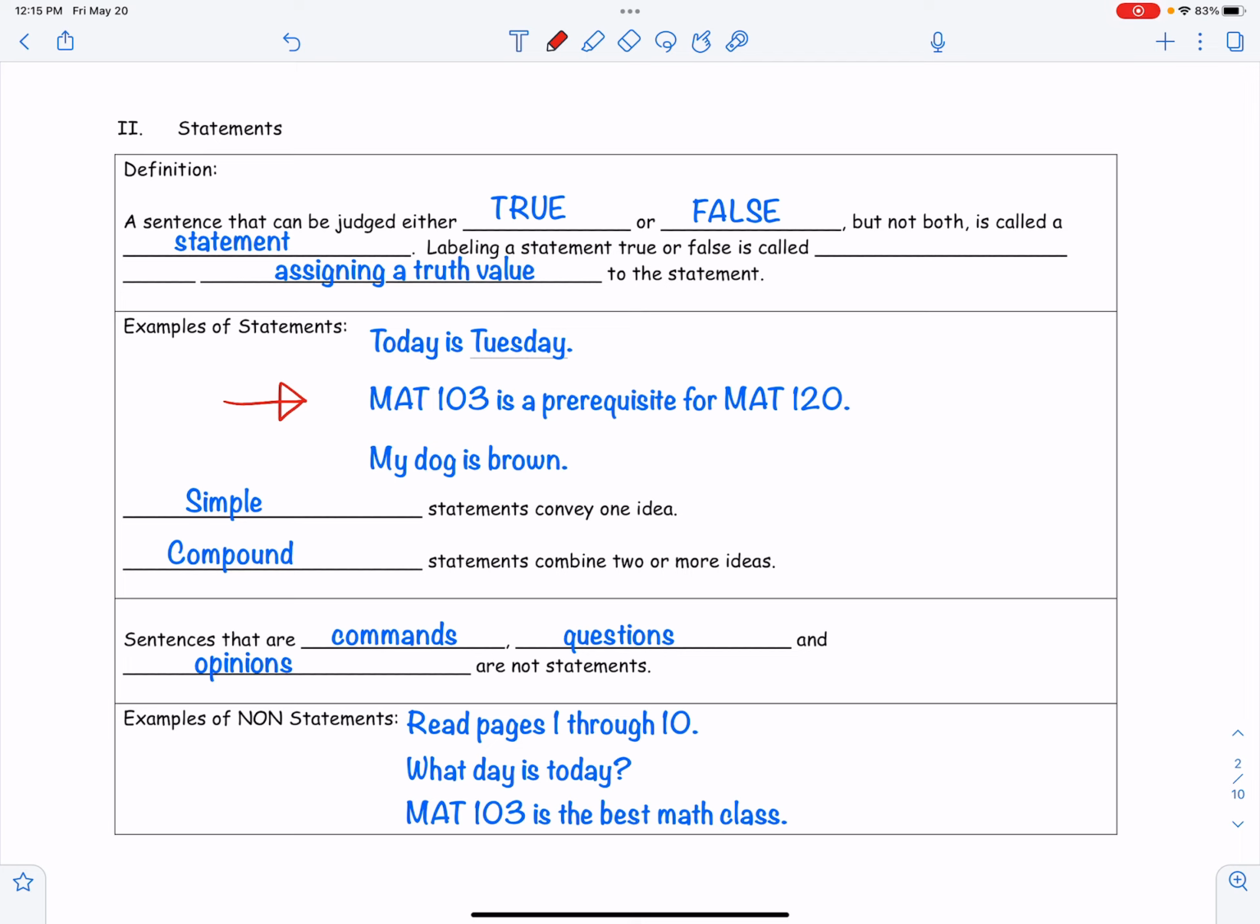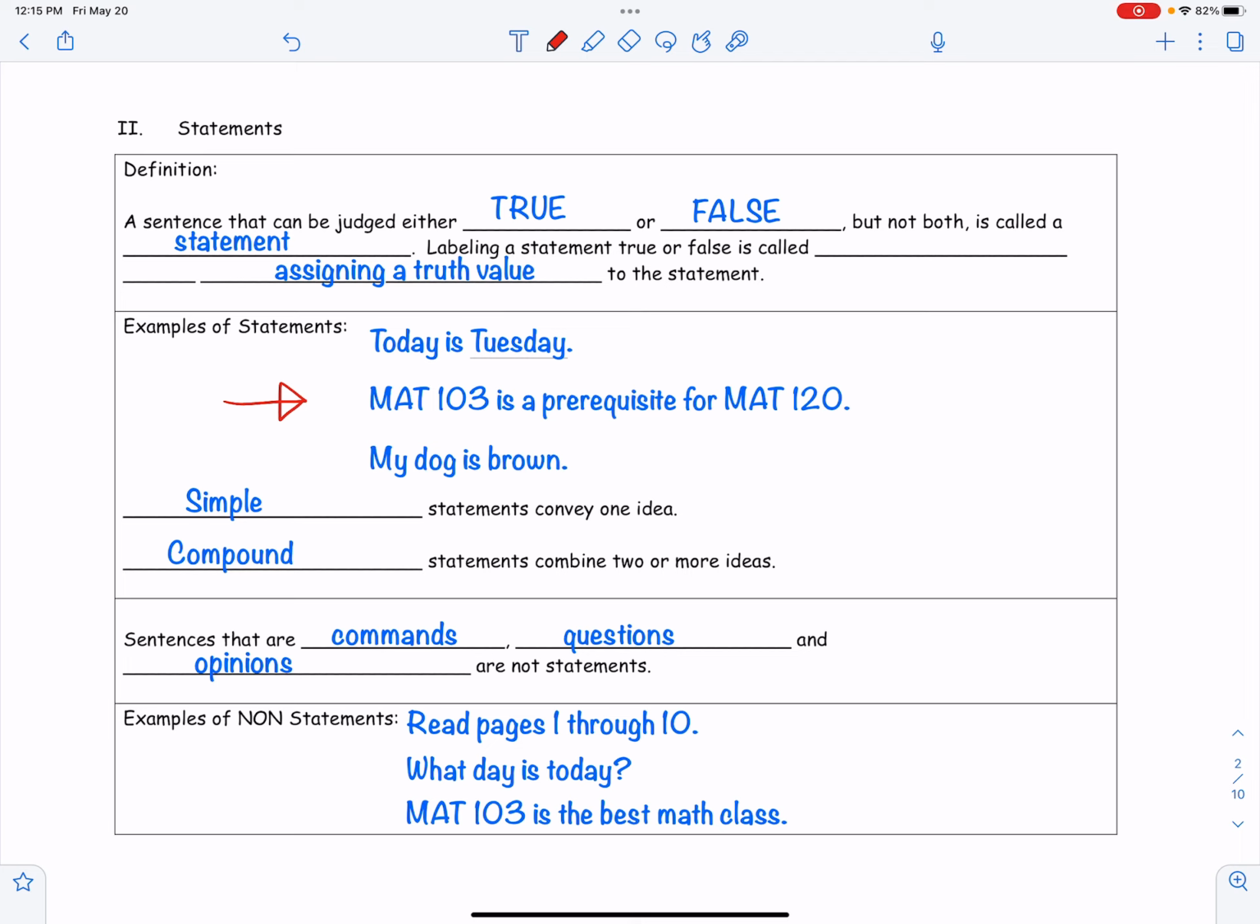So examples, today is Tuesday. That is either true or it is false, depending on what day it is. Math 103 is a prerequisite for Math 120. That's a true statement. My dog is brown. For me, that's a true statement. Somebody else stating it might be false, but again, it's one or the other. There's no in between. So those are examples of what we call simple statements, meaning they just convey one idea.